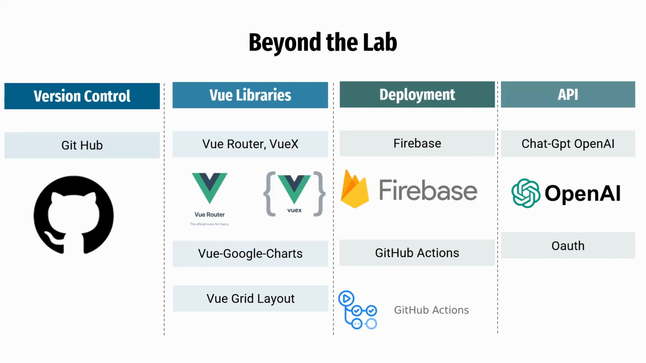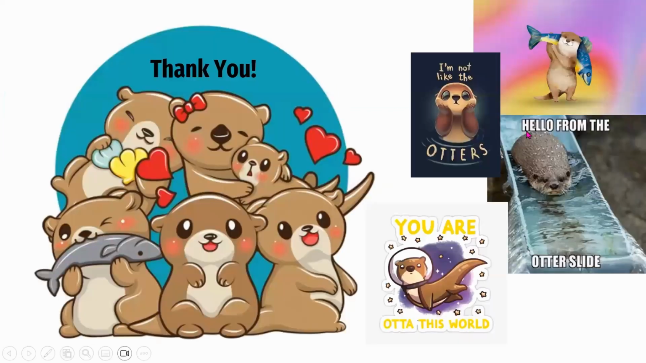In terms of deployment, we hosted our data on Firebase and automated it using GitHub Actions. Some of the APIs we used were ChatGPT, OpenAI, as well as OAuth for authentication.